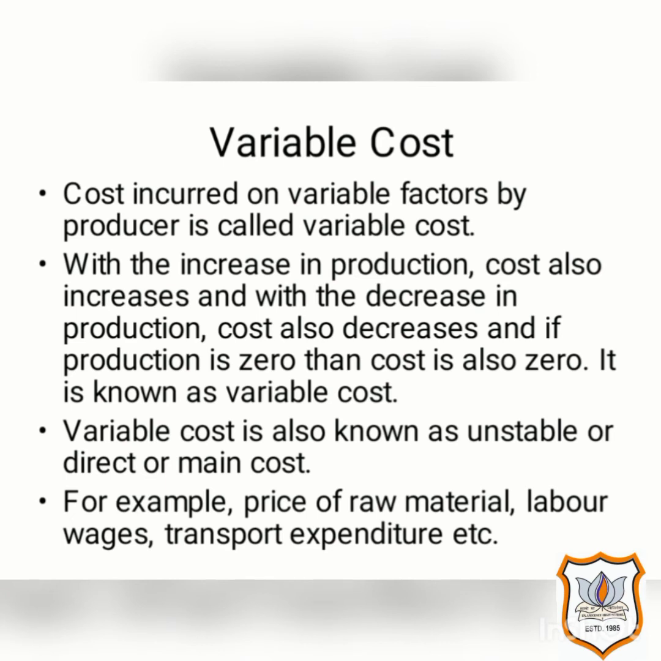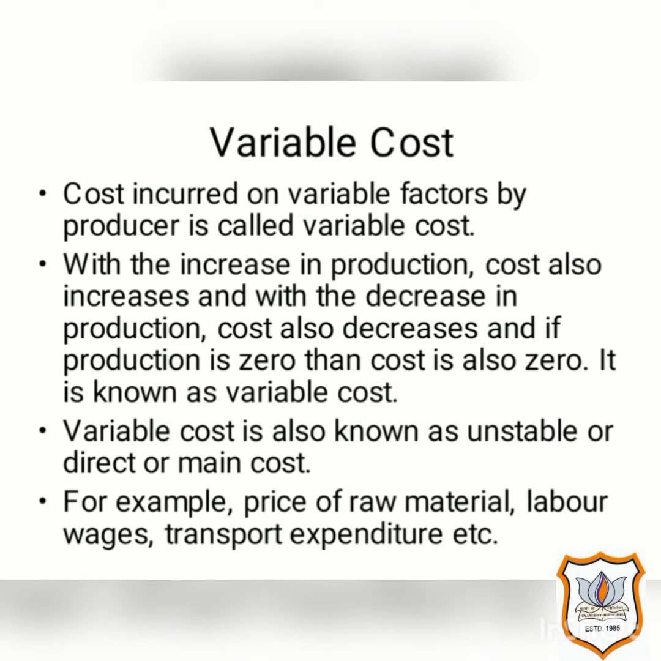It is known as variable cost. That means with an increase in production, this cost will increase. With a decrease in production, this cost will decrease. And when production itself is zero, this cost would also remain zero. Then it is said to be variable cost. Therefore variable cost is also known as unstable or direct or main cost. Because variable cost does not remain fixed like the fixed cost, it keeps changing. It is variable, in fact, so it is also known as unstable cost.